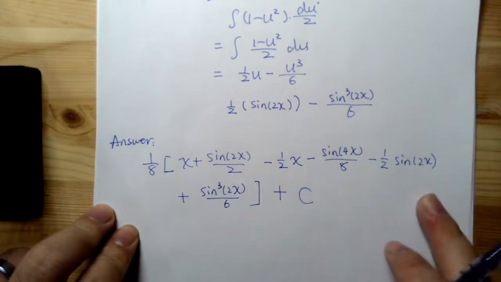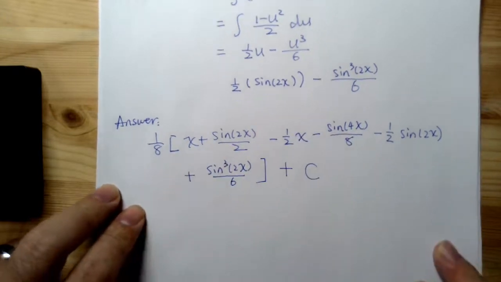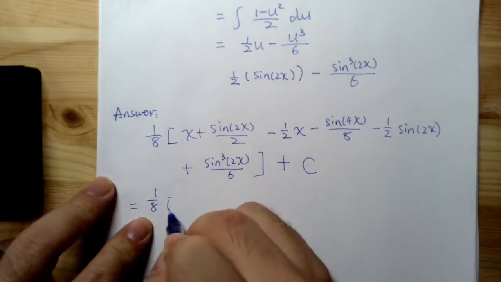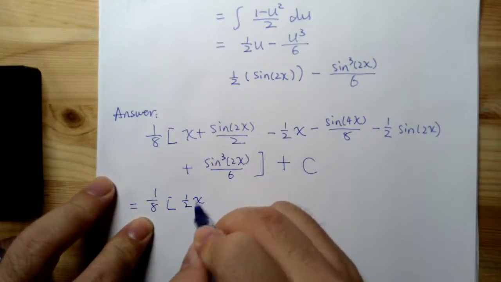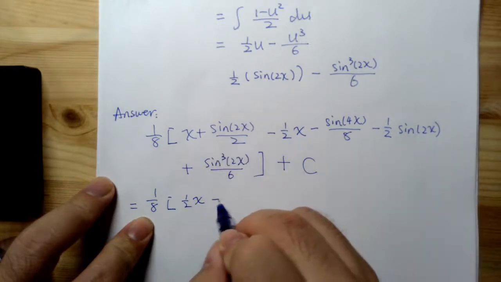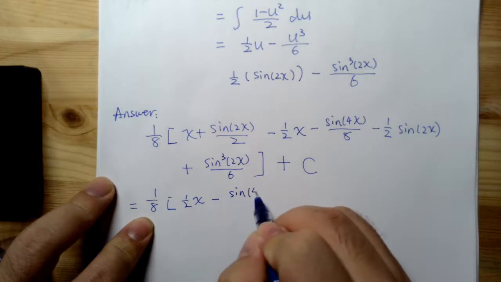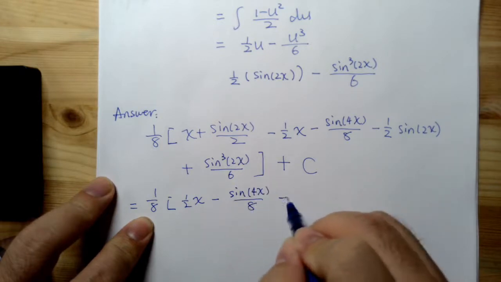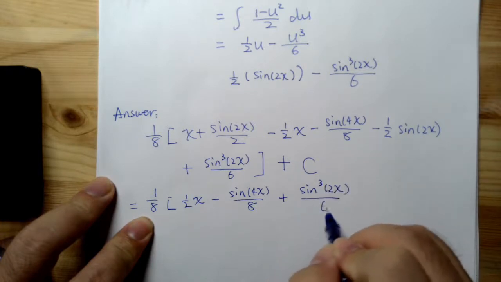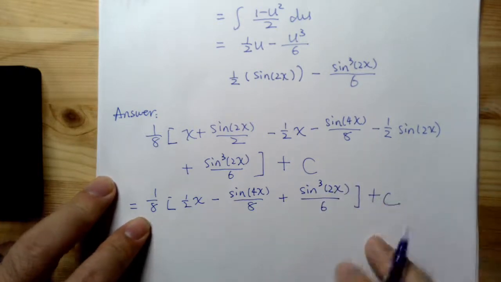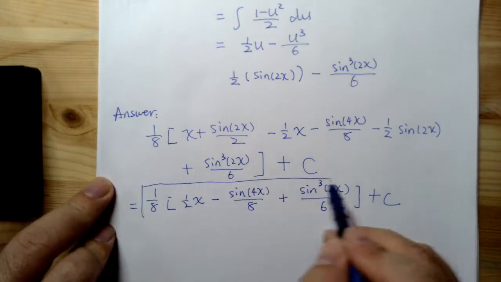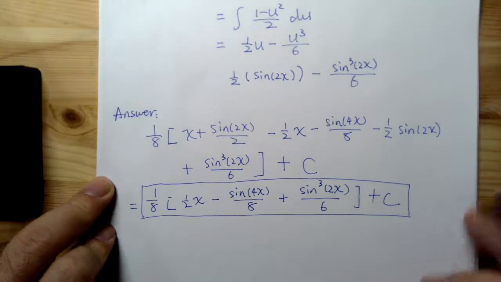Of course, there are a couple of things you can simplify. Let me write here. So 1 over 8, we have half x. This part cancels out. And this is minus sine 4x over 8 plus sine cube 2x over 6 plus constant c. Okay, and then we finish this problem. It's a pretty long example here.